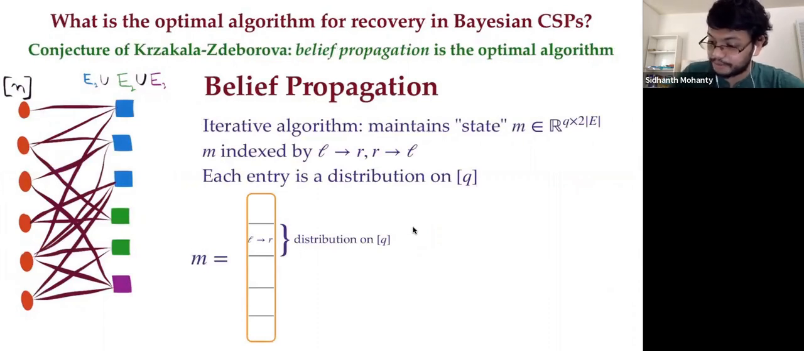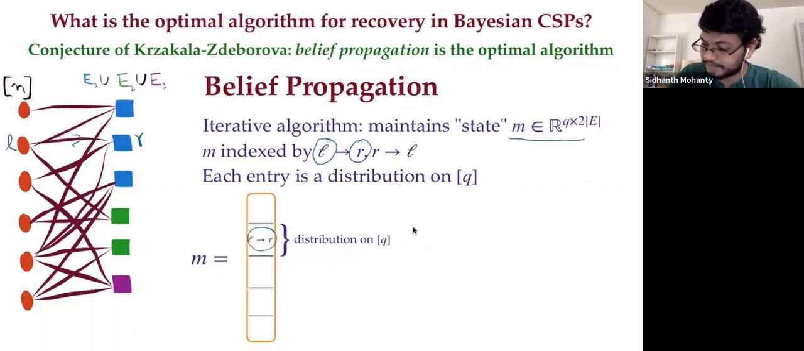For every pair of variable L and clause R, where L is something in N, and R is one of the observations that we made, we have an entry corresponding to the directed edge from L to R in our vector M, which is the state that belief propagation maintains. And likewise for every right vertex, and for every observation that we made in every vertex in N, there's similarly an entry corresponding to the directed edge from R prime to L prime. Each entry in this vector is not just one number, it's a distribution on 1 through q. So for every pair of vertex and clause, there's a distribution on 1 through q.